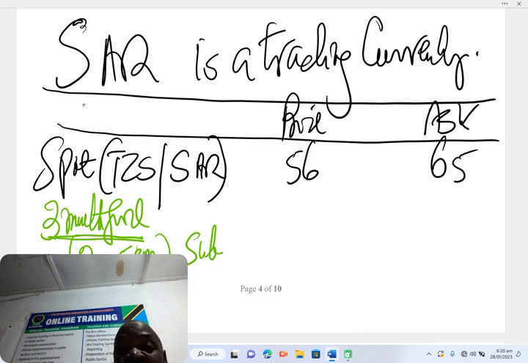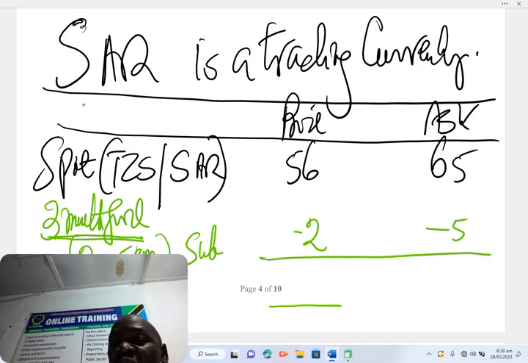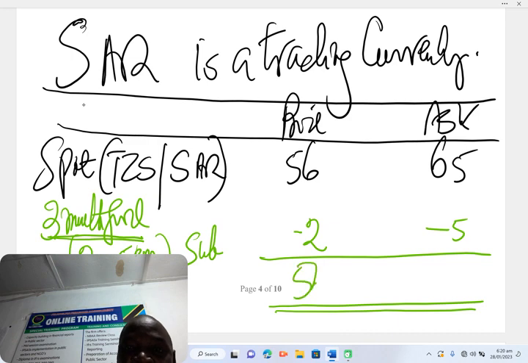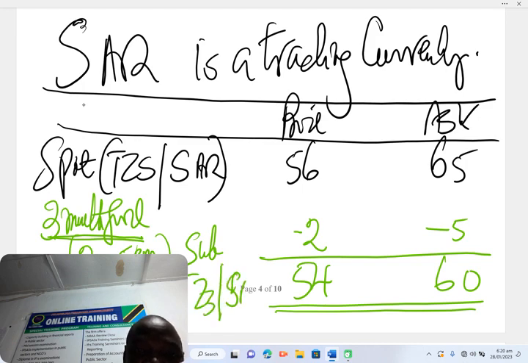Minus sign, this is 2. This is also 5. So you can get the quotation required. Am I clear? So you subtract. It is 54. Again, it is 60. So this is Tanzanian shillings stroke South African rand, 3 months forward.